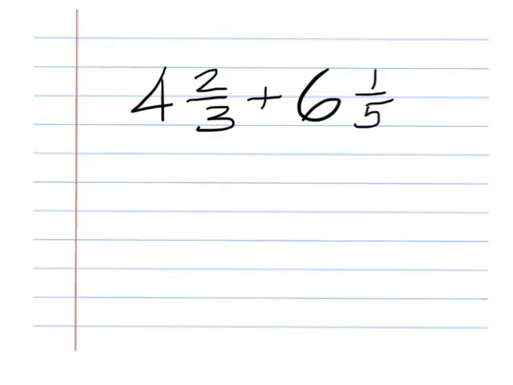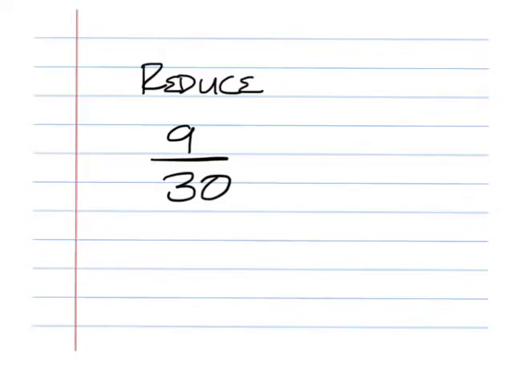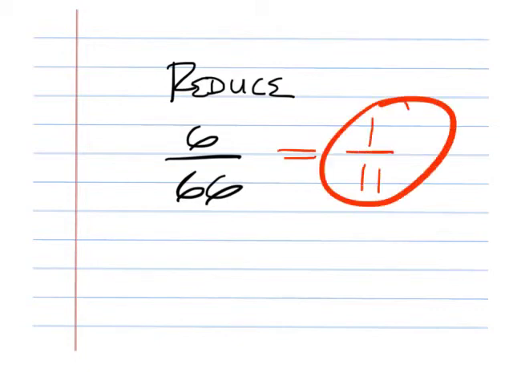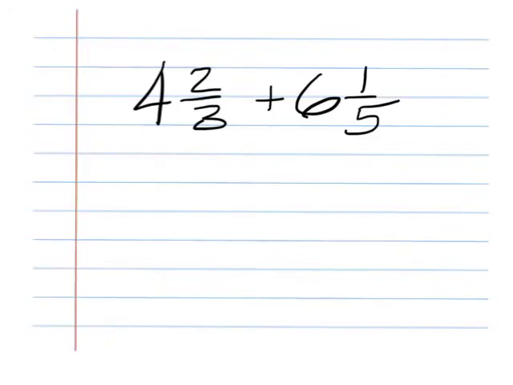Practice number 5. Three is the highest number that goes into 9 and 30, so that would be 3 over 10. Here's another bonus. Solution for this bonus is 1 over 11.